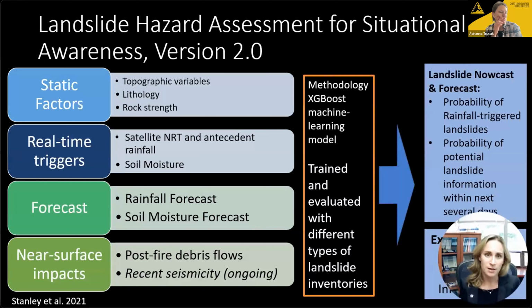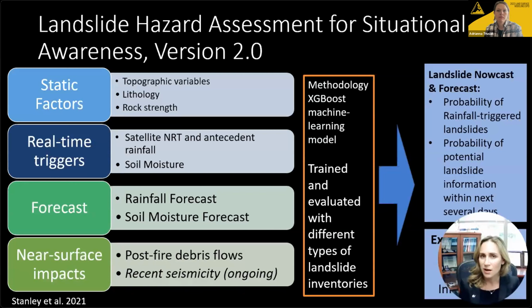So moving on, we developed inventories from around the world, as well as brought together multi-temporal inventories to advance our landslide hazard algorithm. We call it LASA, the Landslide Hazard Assessment for Situational Awareness version 2. This couples some static factors with real-time triggers, so focusing on near real-time and antecedent moisture, as well as soil moisture from satellite assimilated modeled products. And then looking at a forecast as well, which is new to this capability. So looking at a 24 to 48 hour forecast, as well as additional exacerbating impacts such as debris flows.